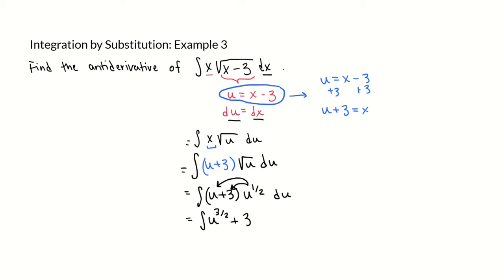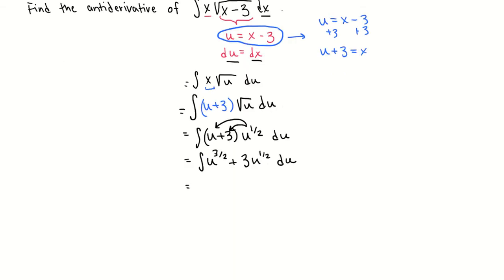plus 3u to the 1/2 du. And now we do have something that we can integrate. And we can do this integration term by term. So u to the 3/2, add 1 to the power, that would be 5/2, and then divide by the new power of 5/2, plus 3 u to the 3/2 when we add 1 to the power, and then divide by the new power of 3/2.